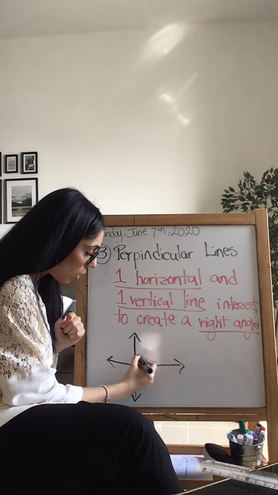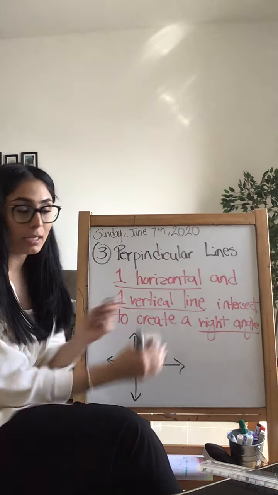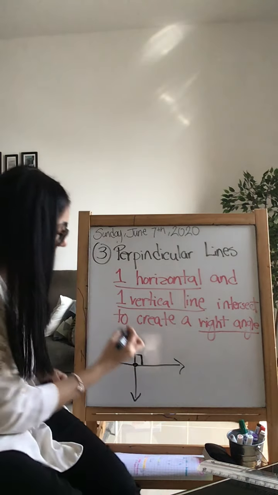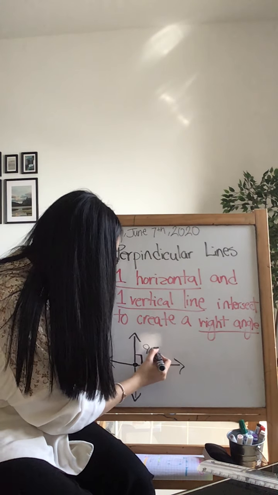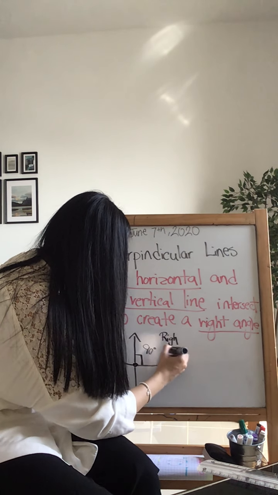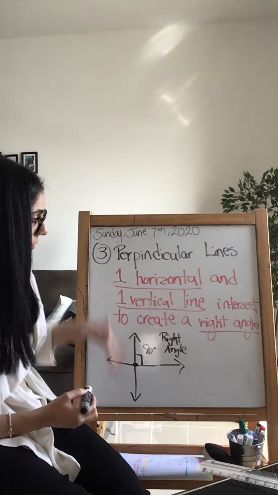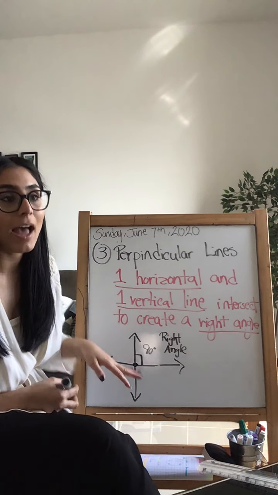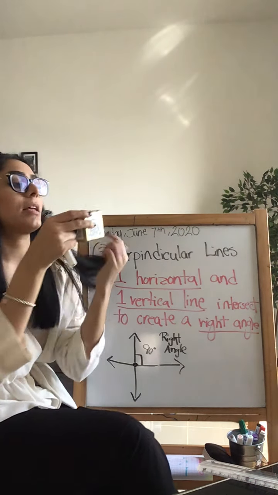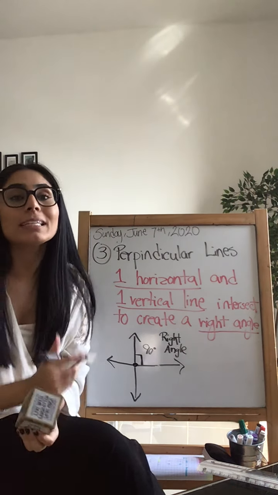So yes, it is an intersecting line, but it's a specific type of line that is intersecting. Whenever two lines cross and they create what we call a 90-degree angle, right? A perfect L. Think of it as a perfect L. And that we call a 90-degree angle, a right angle. Okay? And I'll review that in a second. So anytime you have a perfect L shape, and I still have my cube here from last week, anytime you have a perfect L, that's called a right angle.